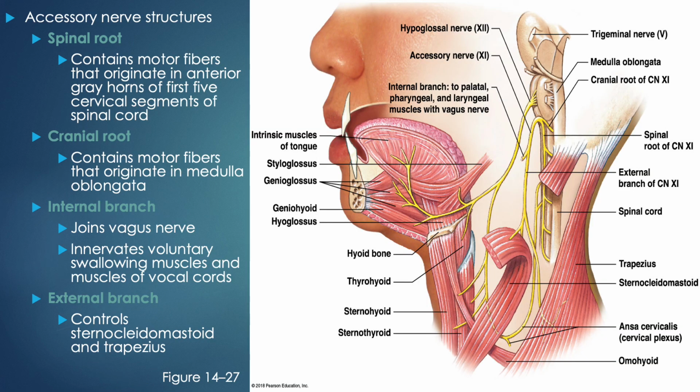Accessory nerve structures include the spinal root, and the spinal root is going to contain motor fibers that start off in the anterior gray horns of the first 5 cervical segments of the spinal cord. The cranial root also has motor fibers, and these start in the medulla oblongata. The internal branch is going to join up with the vagus nerve, and that together will innervate voluntary swallowing muscles as well as muscles of our vocal cords. And the external branch is going to control our sternocleidomastoid and trapezius.